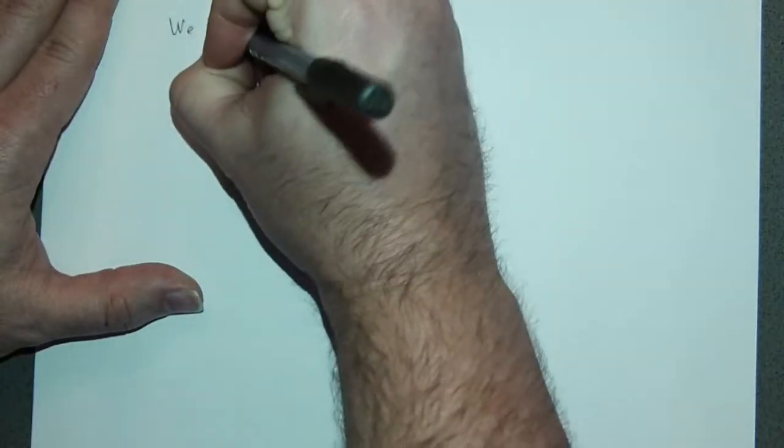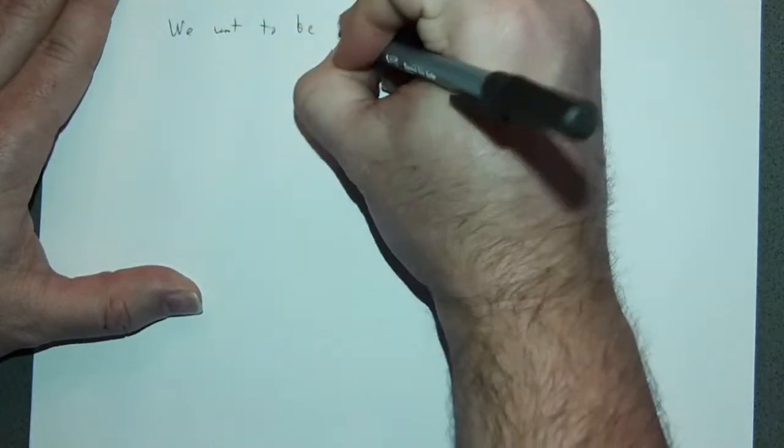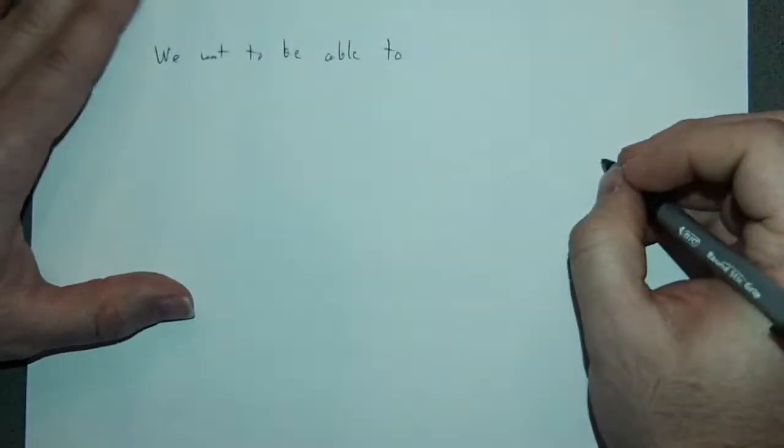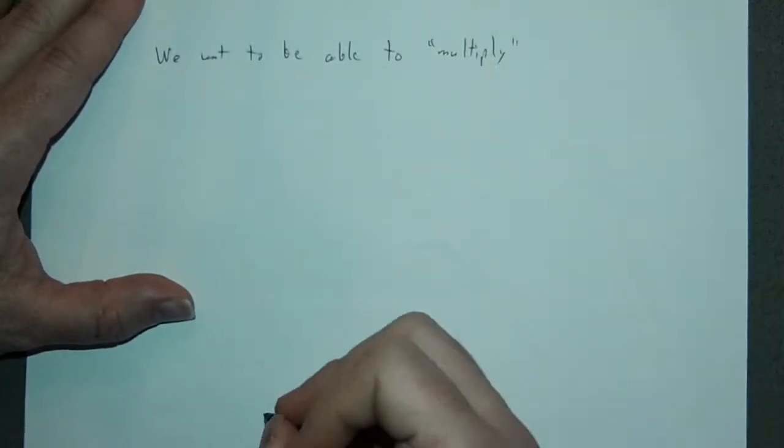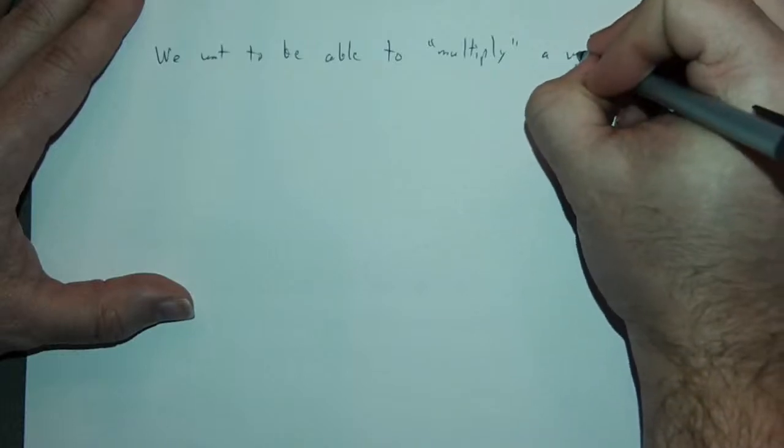Now, going back to what I had mentioned last time, we have a notion of vector sum. Of course, we have vector subtraction, which is really also just vector sum. We have scalar multiplication, which allows us to multiply a vector by a scalar. But we want to be able to multiply. All right, we want to come up with a product of a vector by another vector.